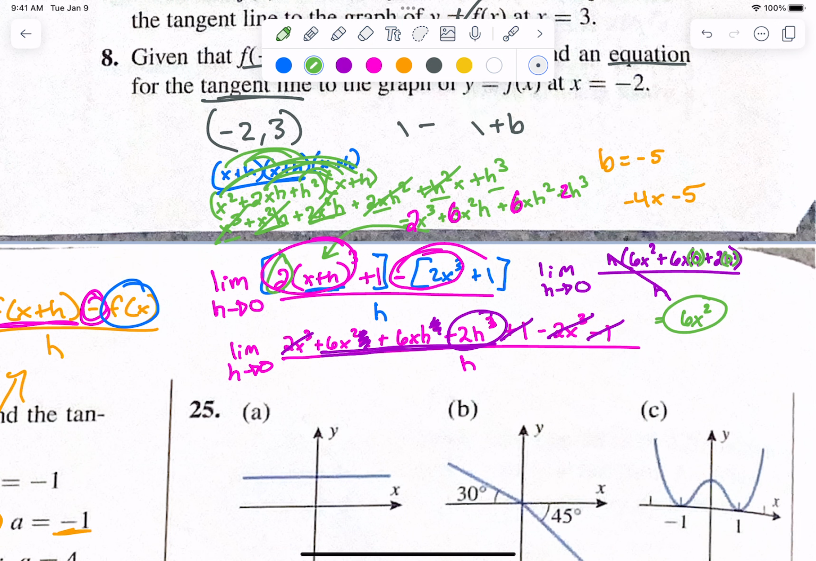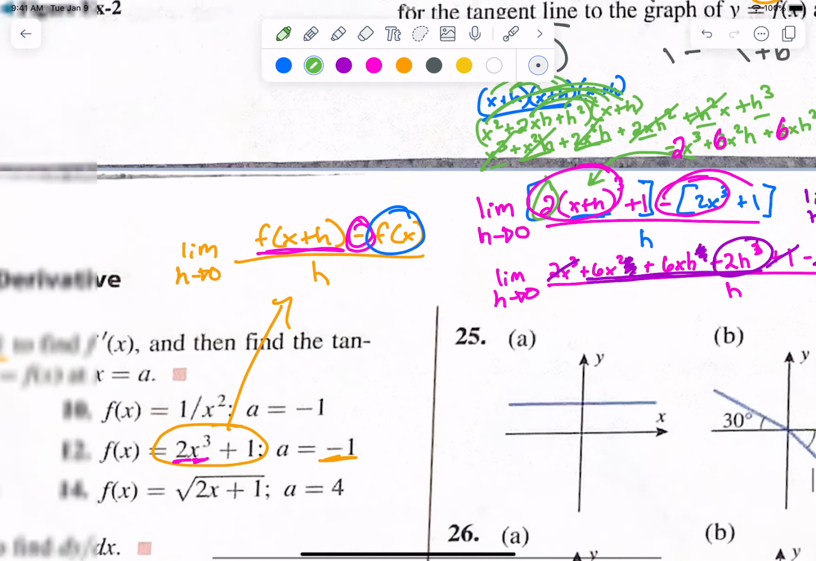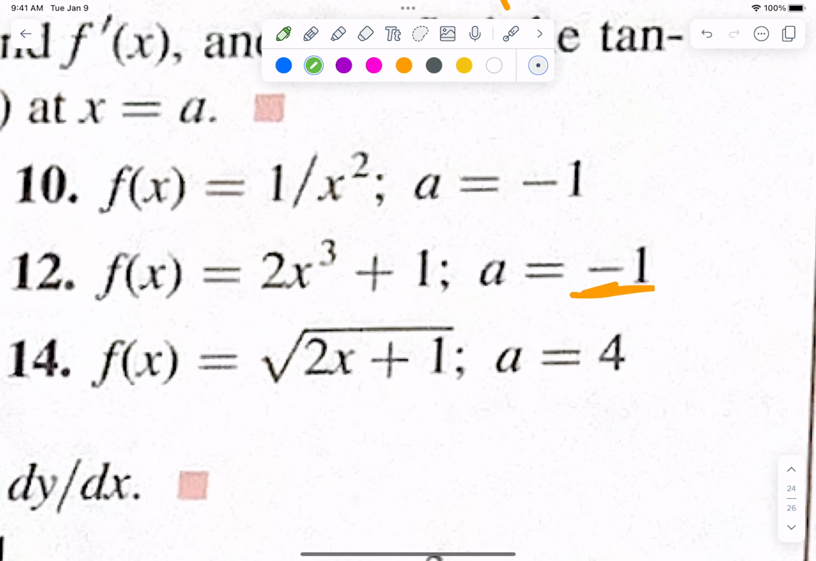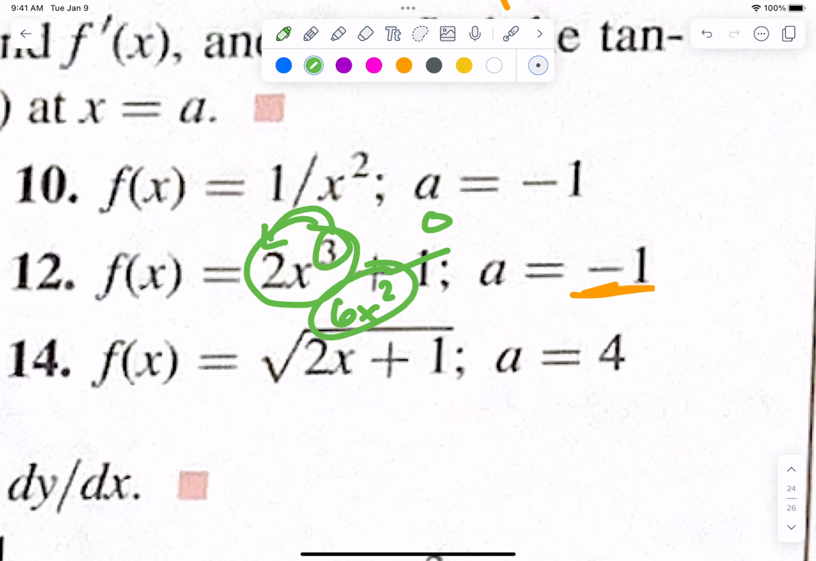Real quick before we do anything else. 6x squared is what we got for the derivative. If you use the power rule on the derivative of 2x cubed, you bring the 3 down in front, 6x squared. What's the derivative of 1? 0. So it's just 6x squared.